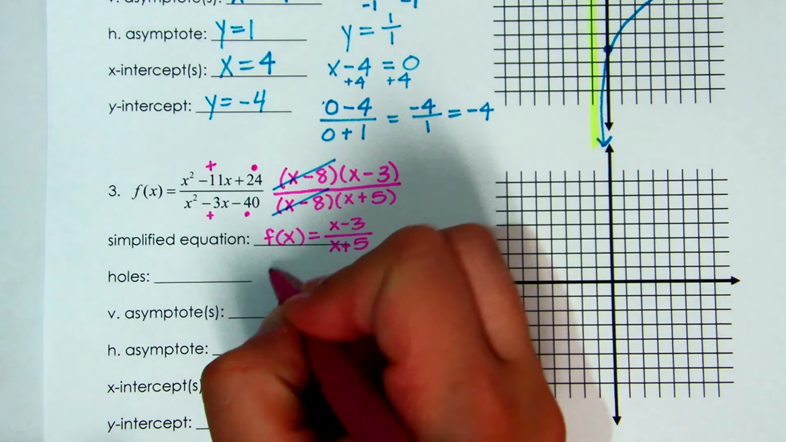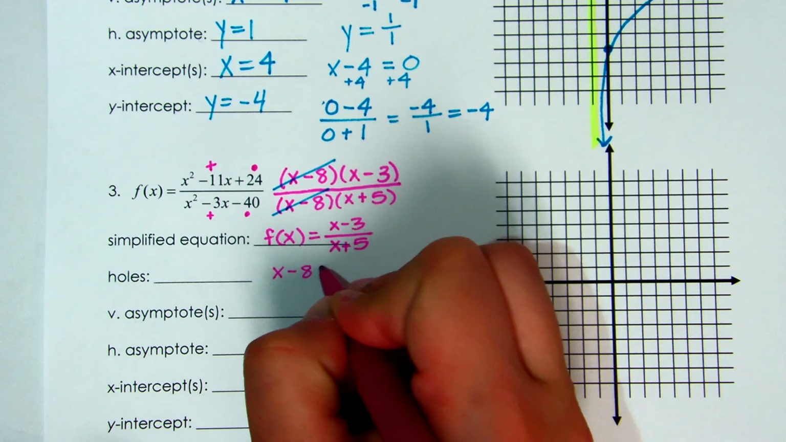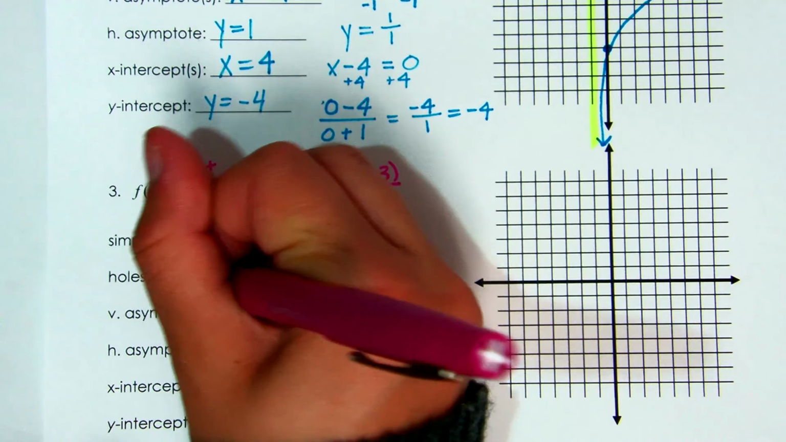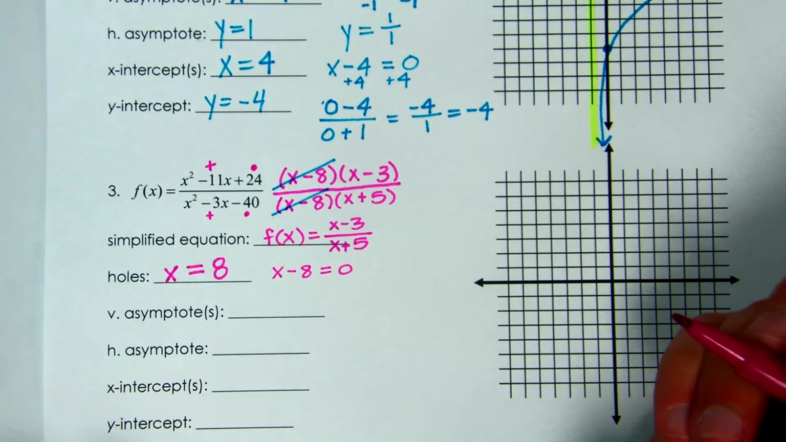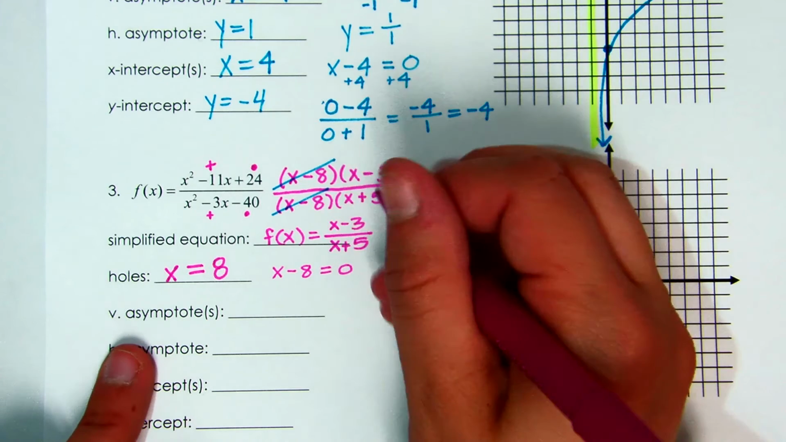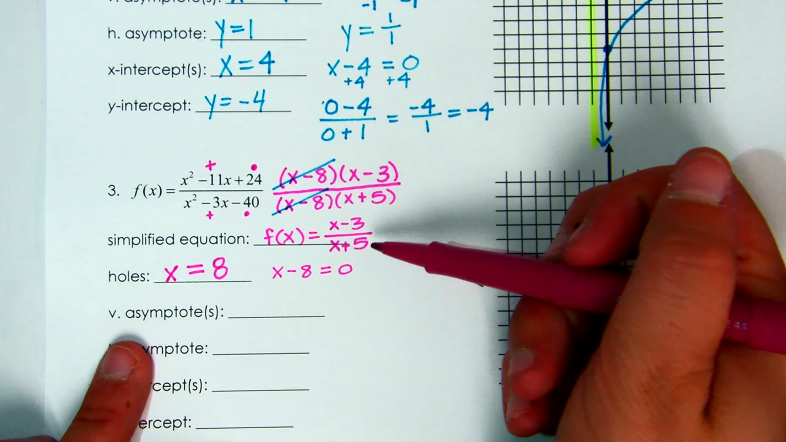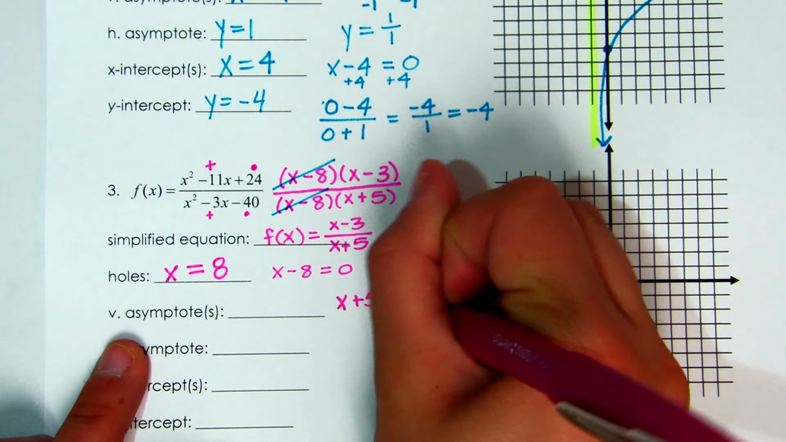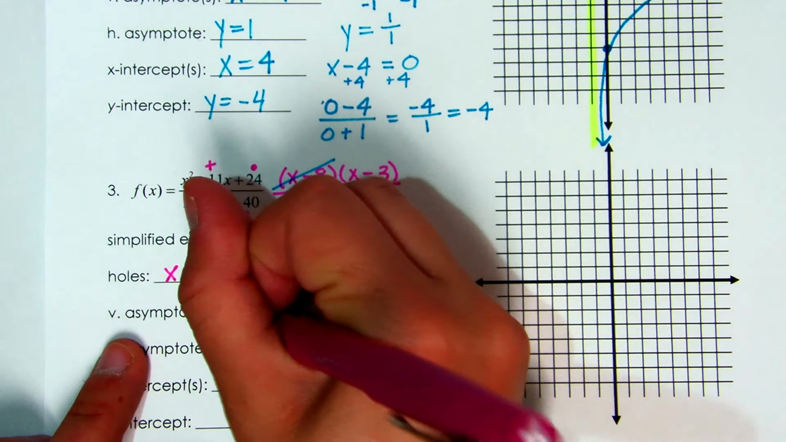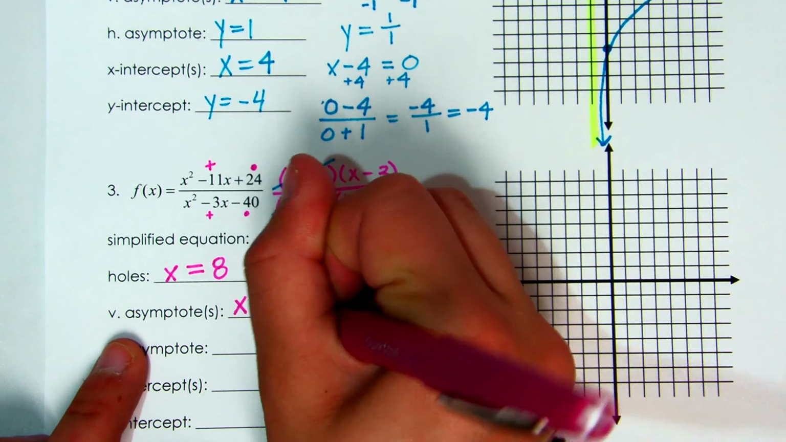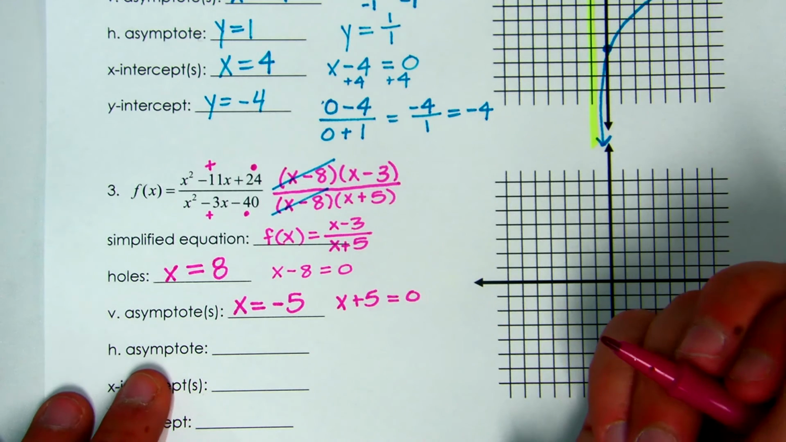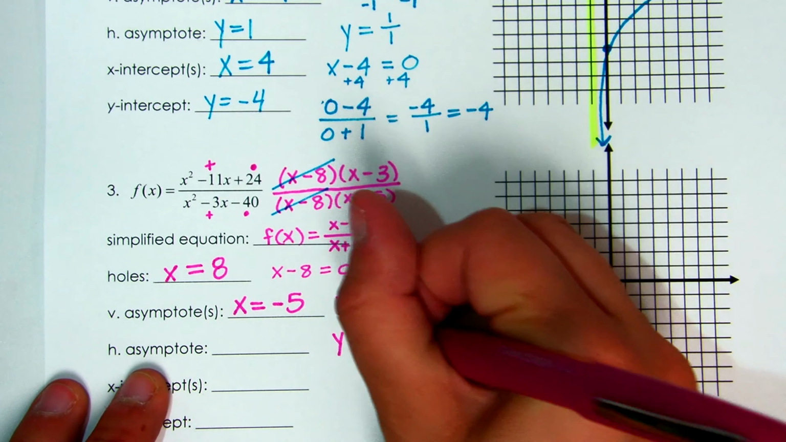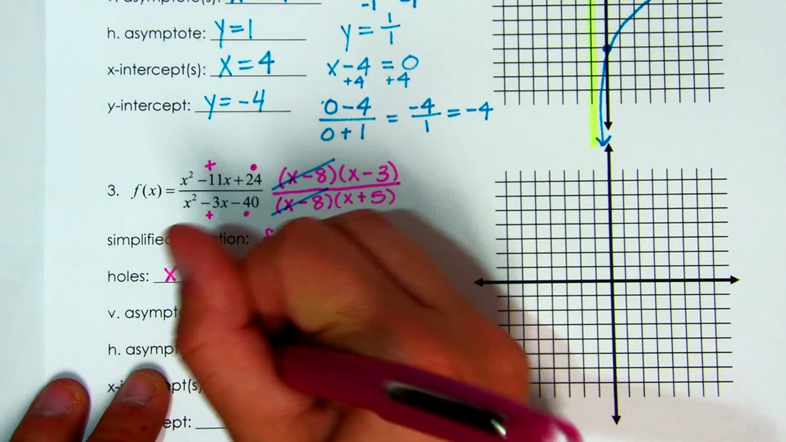The hole is the canceled bit, x minus 8. Set it equal to 0. Add 8 to both sides. So x equals 8. Vertical asymptote, take the denominator of the simplified equation, x plus 5. Set it equal to 0. Solve for x. X equals negative 5. Horizontal, degree on top matches the degree on the bottom. Use the numbers in front of the x's, 1 over 1. So y equals 1.